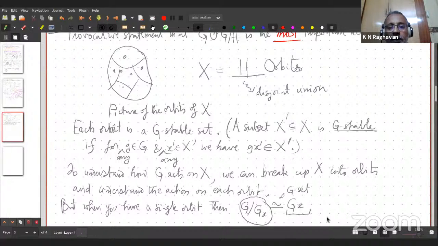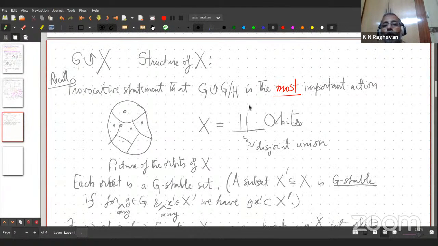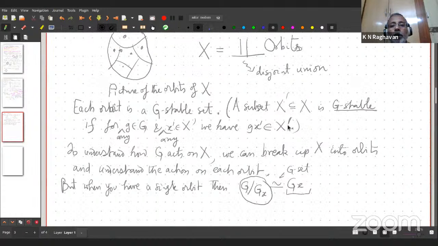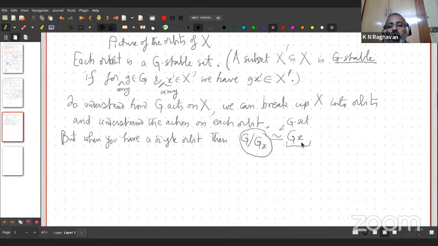So in this sense, this action is the most important. If I understand the action of G on cosets, then I've understood the action of G on any set X, because I can break X up into orbits, and then I can understand the action on each single orbit as the action on a certain coset space of the subgroup.